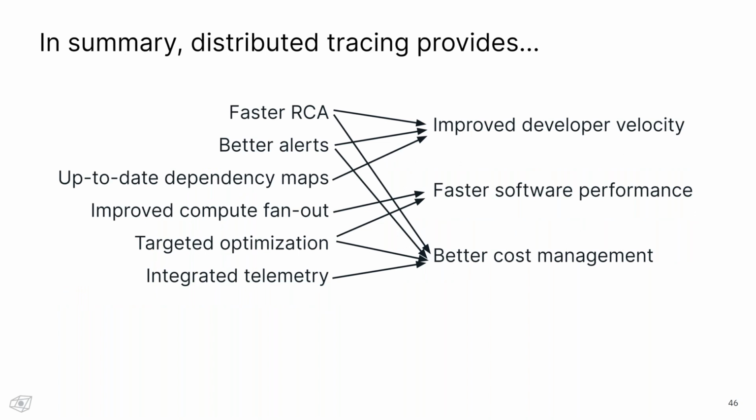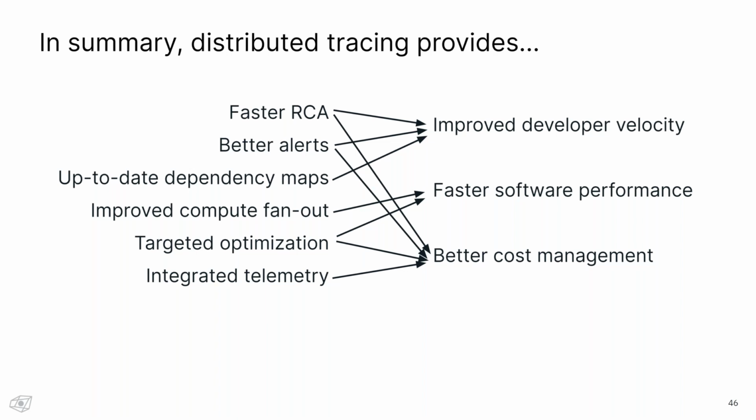So in summary, distributed tracing is going to provide you a bunch of actual tangible benefits and use cases, and all of those map over to some business value goals, right? And some of them even go to different ones, right? Like if you can root cause problems faster, then that's going to improve your developer velocity, but it's also going to manage costs.